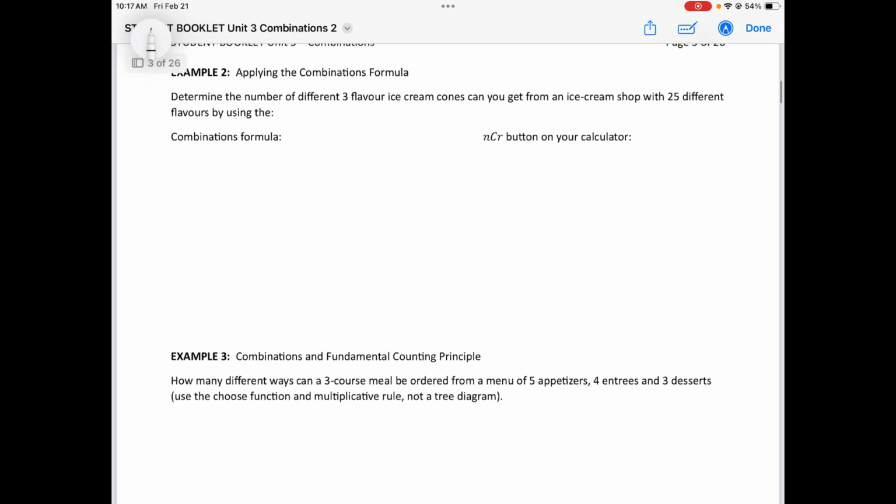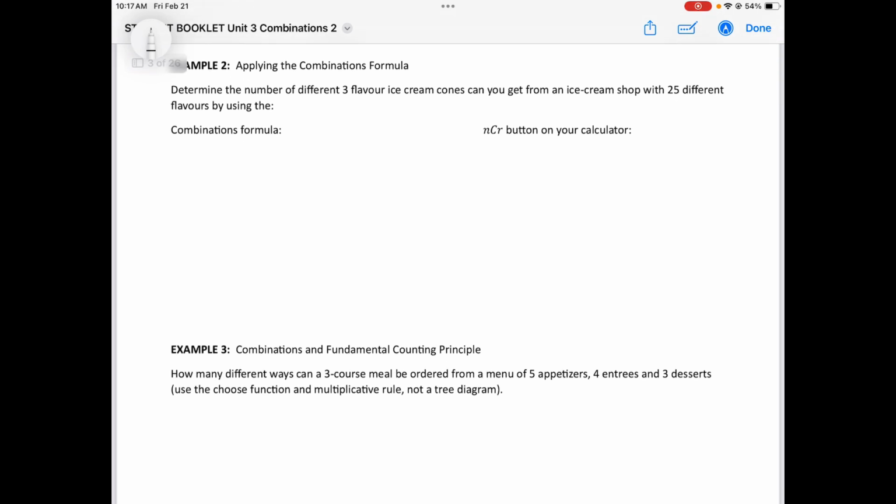Okay, let's apply the combination formula. Determine the number of different 3-flavor ice cream cones you can get from an ice cream shop with 25 different flavors. We're going to do this 2 different ways. We're going to do this using the combinations formula, and then we're going to use it with nCr. So nCr is the easiest way.